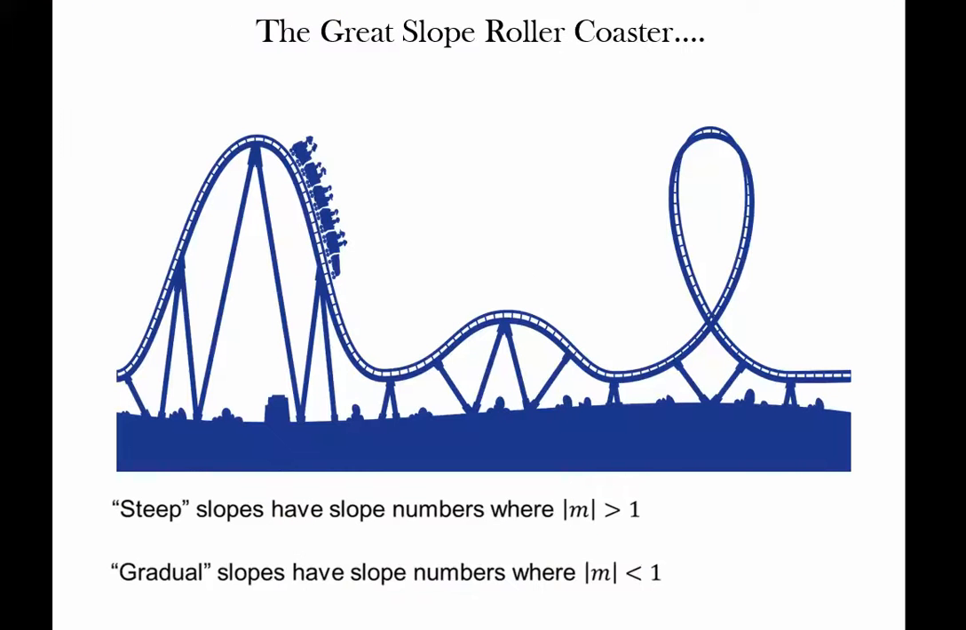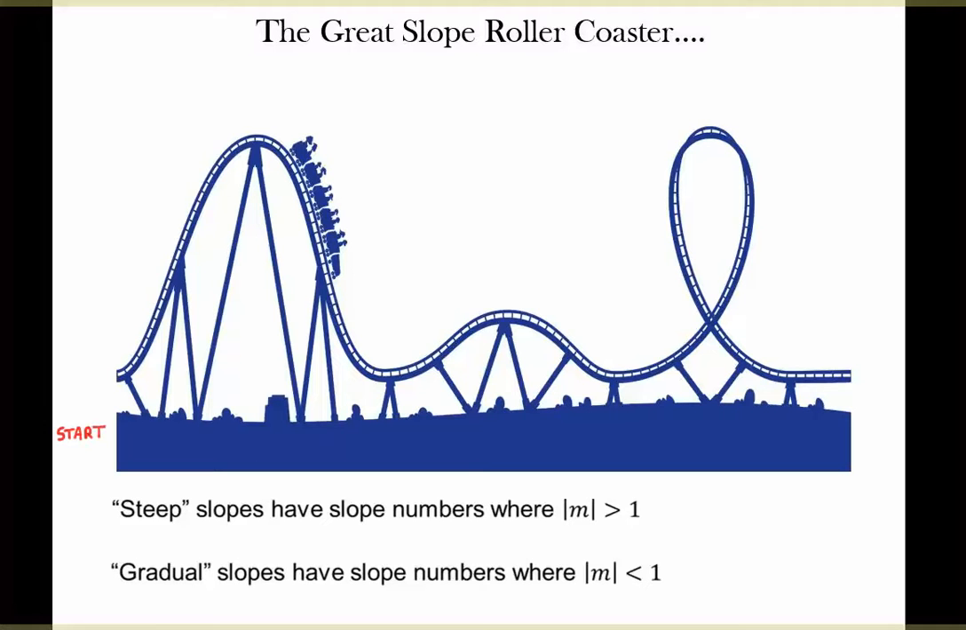The other preview here is I'm going to refer to a roller coaster when I talk about slope. This is the roller coaster I have in my head. A couple things I want to say about it. When we read the roller coaster, we're going to start on the left. We always read slope from left to right. So we're starting over here on the left, and we end on the right. Just know that the roller coaster always goes from left to right.